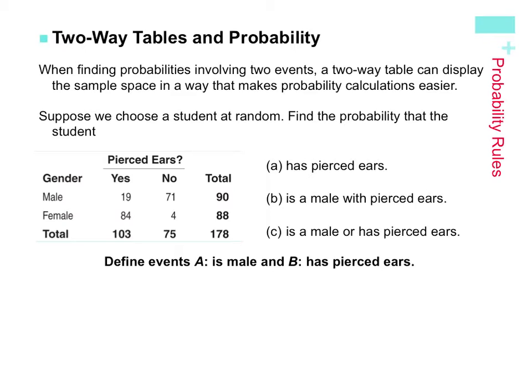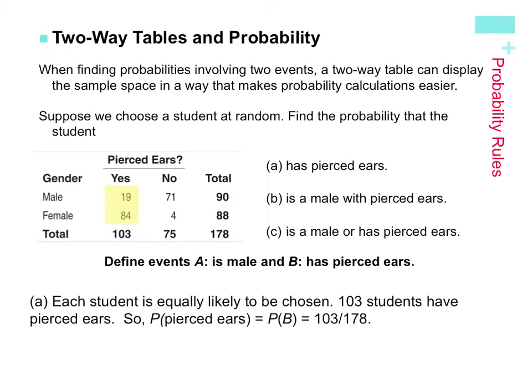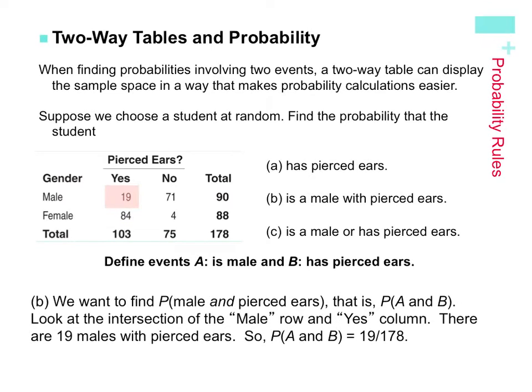Let's first talk about the probability of event B, which would be that a student has pierced ears. There are 103 students that have pierced ears, and there are 178 students total. Then let's take a look at the probability that the student is a male with pierced ears. So we're looking at the probability that event A and event B would both be true. There are 19 males with pierced ears, and there are 178 total.